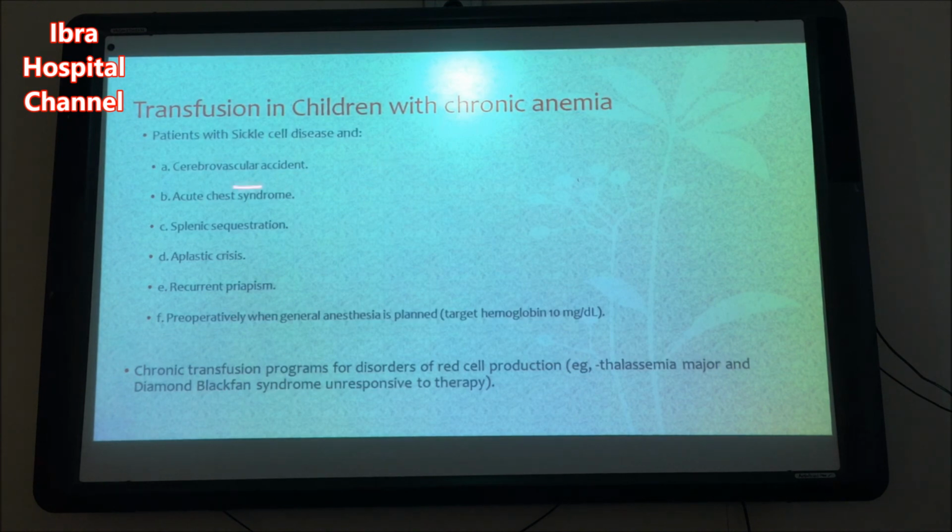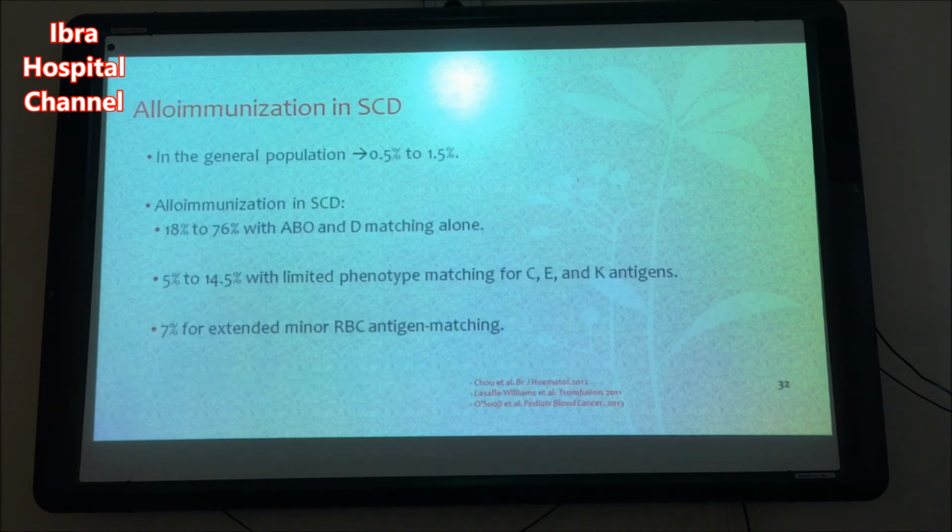Sickle cell is known to have all these cerebrovascular accidents, acute chest syndrome, splenic sequestrations, aplastic crisis, recurrent priapism, and preoperatively, if anesthesia is planned, the target hemoglobin should be 10. Chronic transfusion programs for disorders of red cell production, thalassemia, or Diamond-Blackfan syndrome unresponsive to therapy. These are other indications.